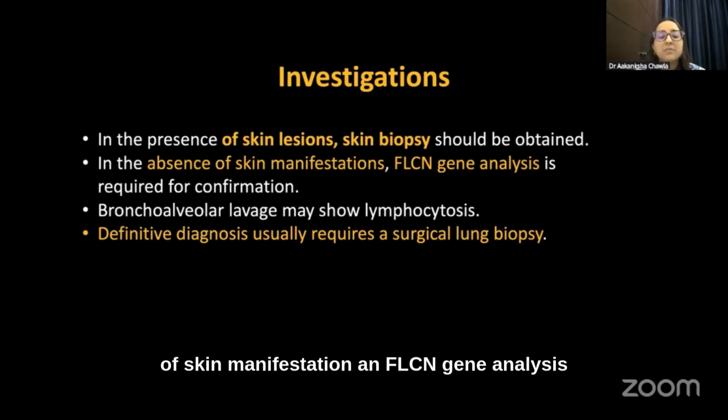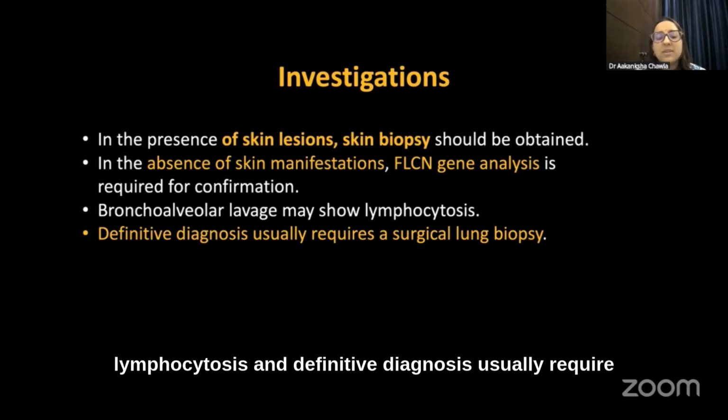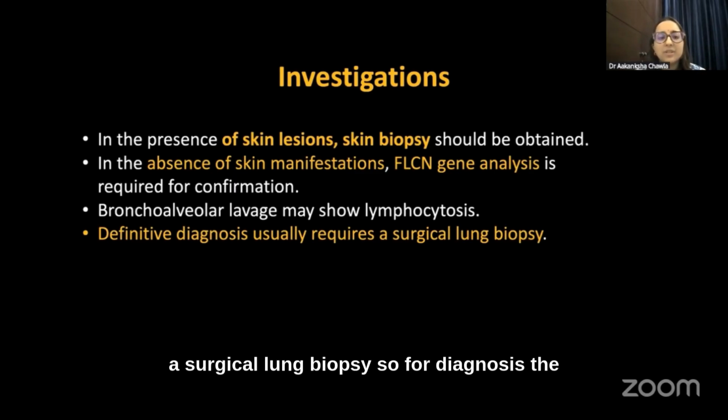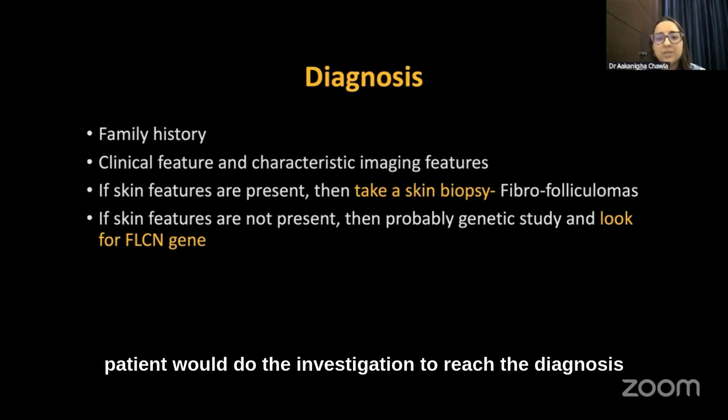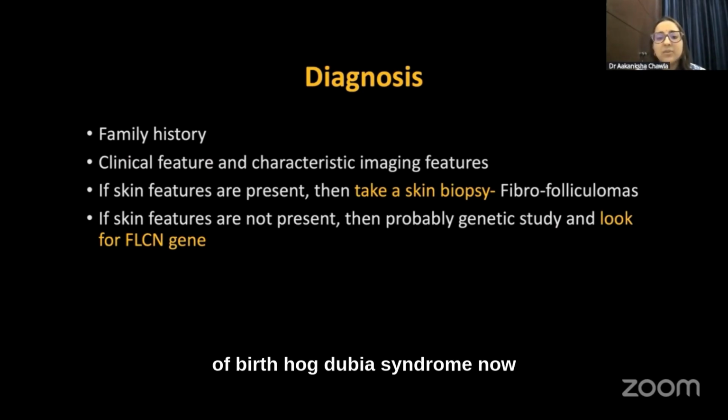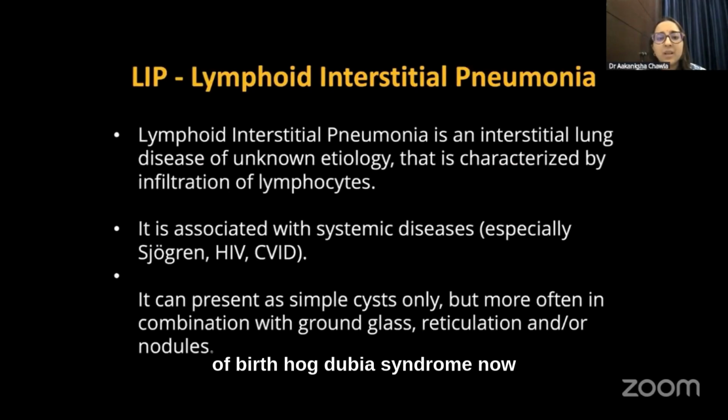In the absence of skin manifestation, an FLCN gene analysis may be required. BAL will show lymphocytosis, and definitive diagnosis usually requires a surgical lung biopsy. So for diagnosis, the characteristic family history, clinical features, characteristic imaging features, and depending upon the presentation, you would do the investigation to reach the diagnosis of Birt-Hogg-Dubé syndrome.